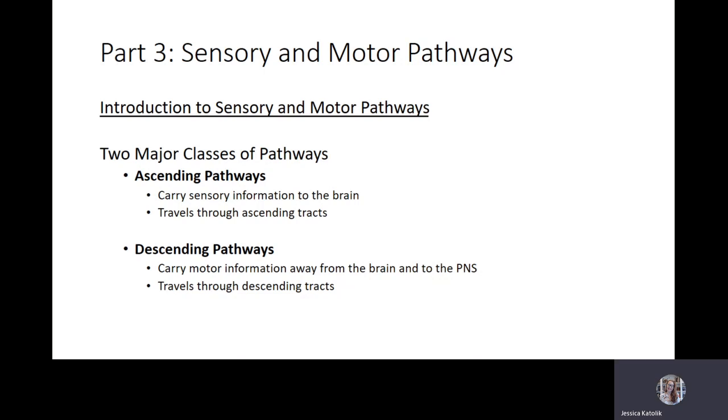In our next 2 videos, we're going to talk about ascending pathways and descending pathways. We'll be able to compare and contrast ascending pathways and descending pathways and see their general makeup. And then we're going to give specific examples of ascending pathways and descending pathways to see what they do and to illustrate the structure of these pathways.